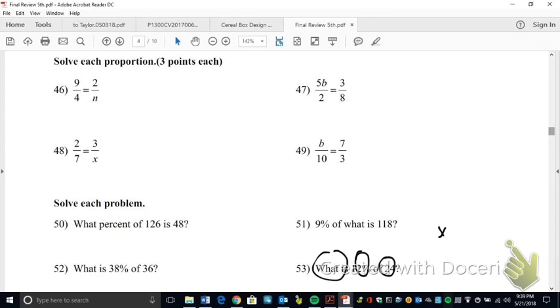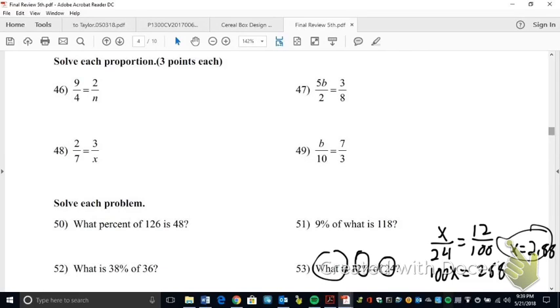So here on number 53, the x is the what. What is 12% of 24? Cross multiply, we get 100x equals 288. Divide both sides by 100, and we get x equals 2.88. So if we read that, we'd say 2.88 is 12% of 24, which is true. Moving on.